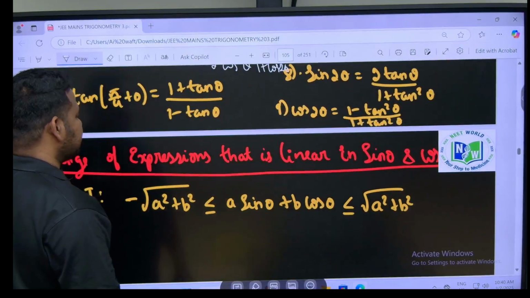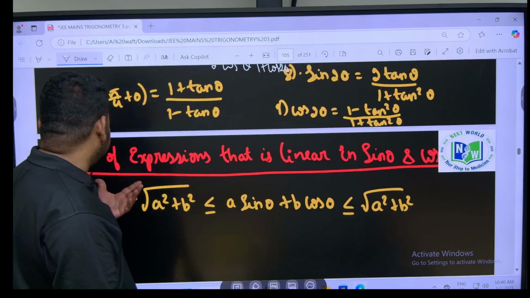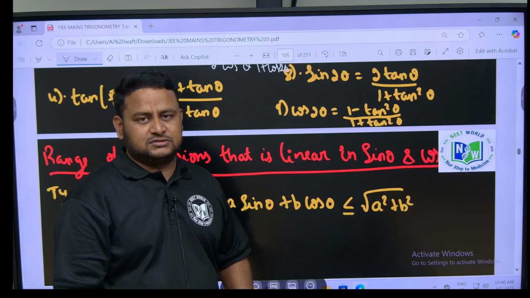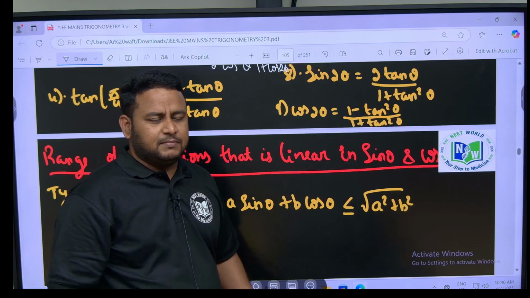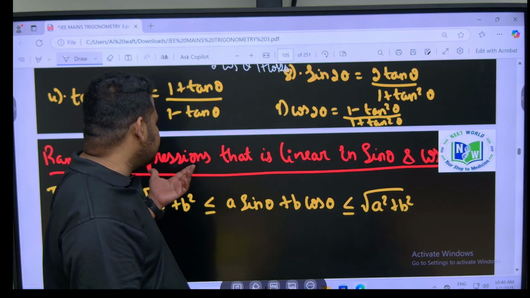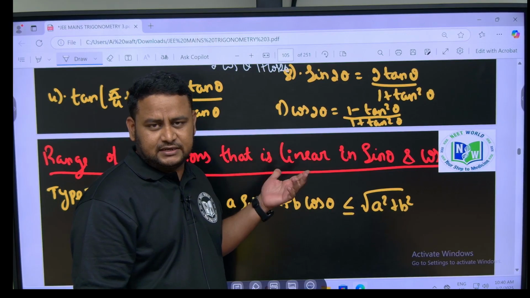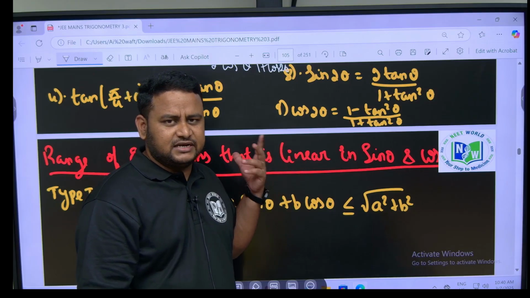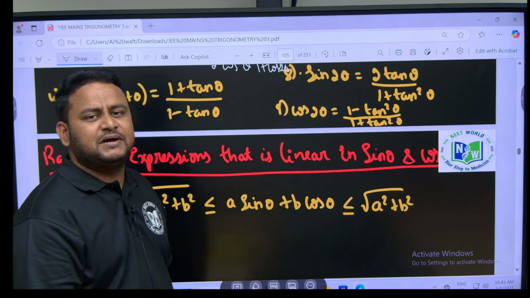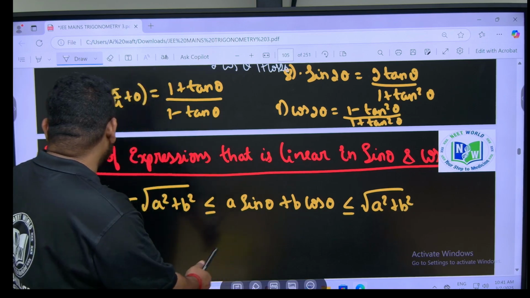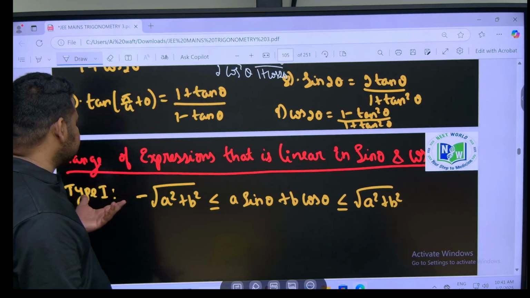Next thing, range of expressions. We have to learn range and domain of sin and cos. But first let us learn the range of expressions for sin and cos when they are linear. When sin and cos are linear, how do we find the maximum and minimum value? It is given here. Range of expressions, there are various types.